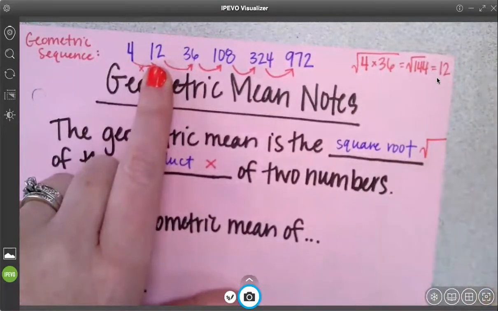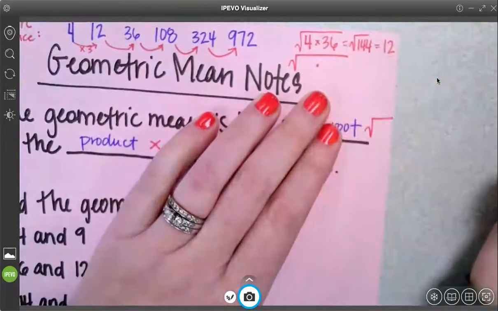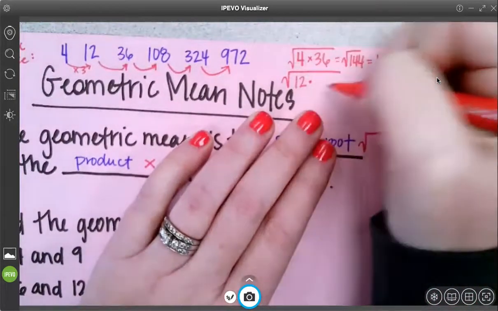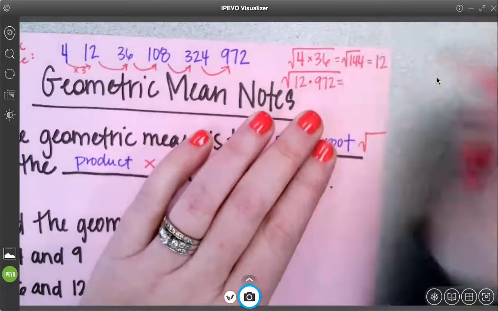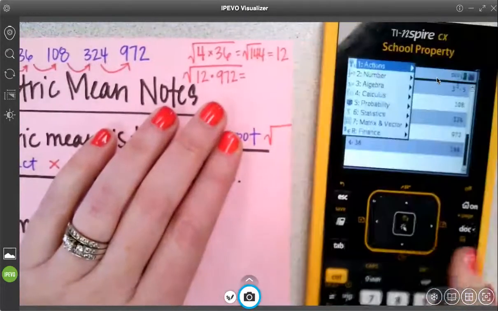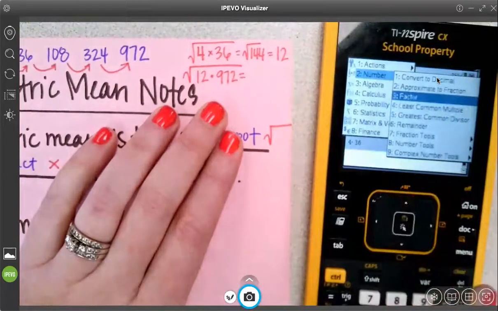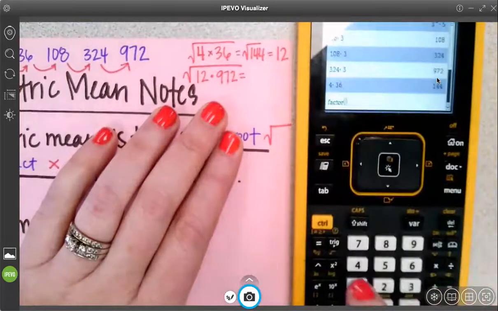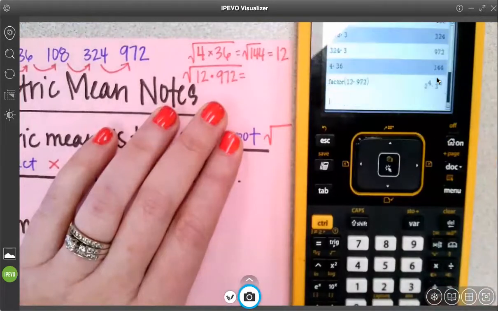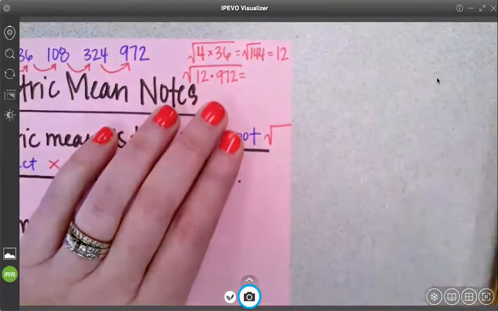Let's try some that are farther apart. Let's try 12 and 972. Let's find the geometric mean, which means we are going to multiply the two numbers and take the square root. The geometric mean of 12 and 972. All right, so this is going to be a really big number. So I'm going to factor 12 times 972. Okay, so not a huge list: 2 to the 4th times 3 to the 6th.